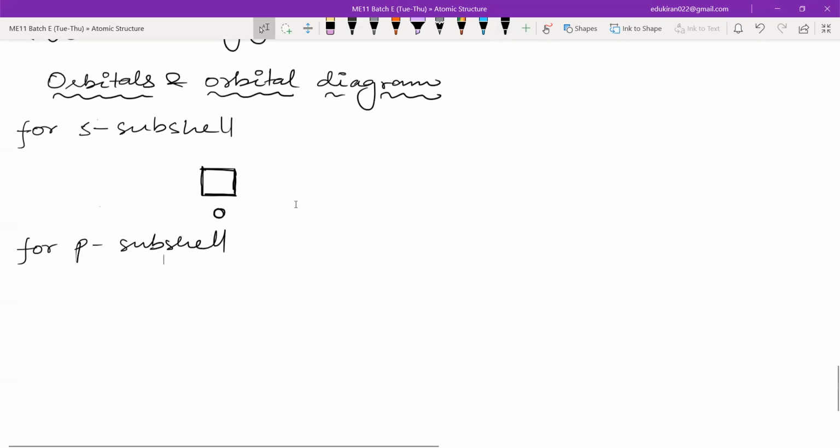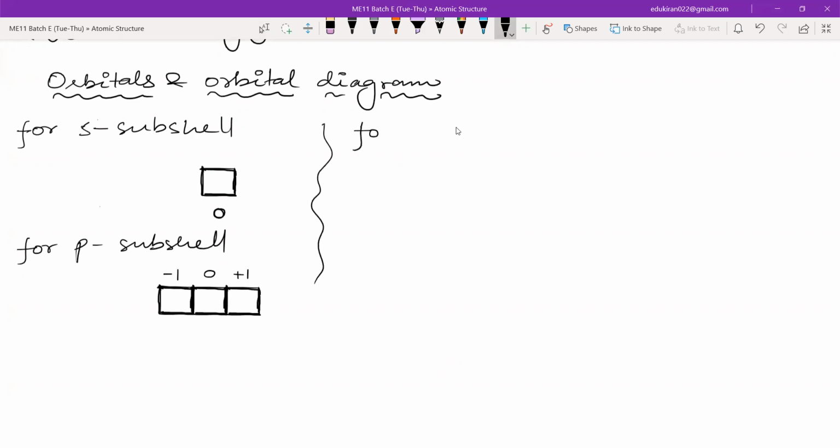subshell, let me copy this only. For P, we will have 3. And this will be the -1. This one box is one orbital. Okay. This will be 0. And this will be +1.